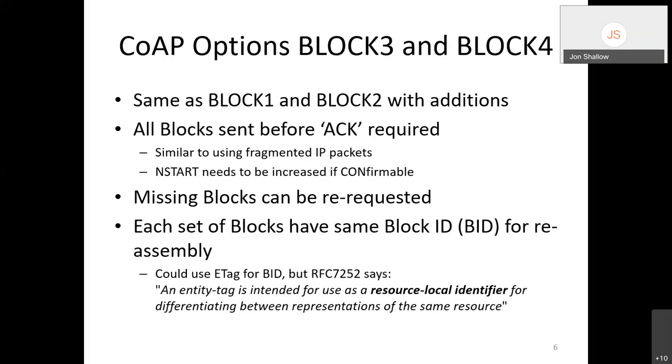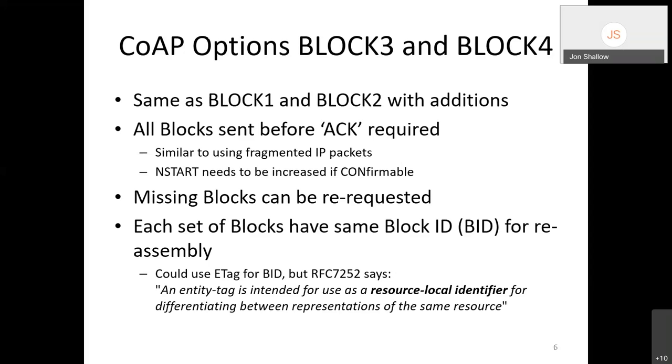So out of that, we thought, well, let's propose block options three and block options four, which work in a similar way to block one and block two, but there are several additions. One is that we can send all the block threes serially, one after another, up to the upstream server, or likewise, the server can send all the block fours. You can just send them down the pipe serially, as if we were doing it with fragmented packets. They all just immediately follow one after another. But if we're going to be using block three and block four in a confirmable environment, then we obviously need to increase NSTART, which is slightly uncharted territory.